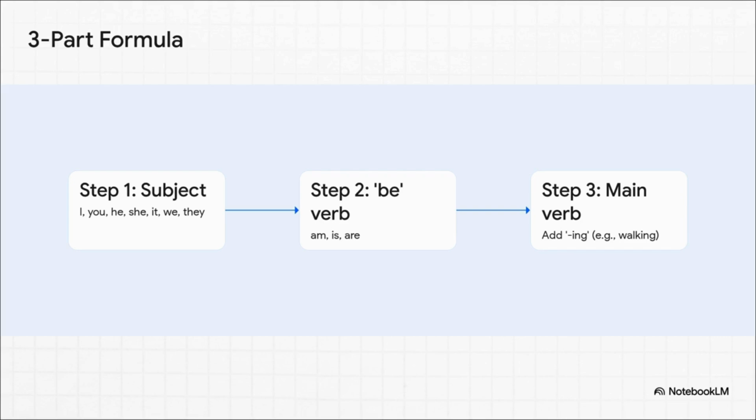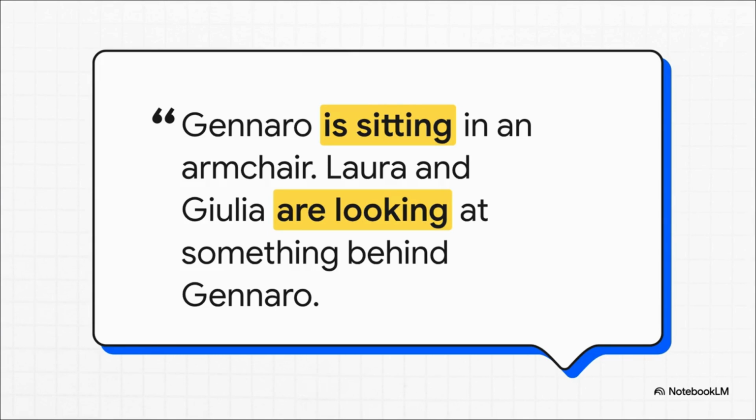Next, you need the verb to be. Now, this part is really important because it changes. For I, we use am. For he, she, or it, we use is. And for you, we, or they, we use are. And for the final step, you just take your action verb, like walk, and you add ing to the end, so it becomes walking. So the formula is just subject plus be plus your verb with ing, like this. I am talking. She is working. They are playing. See?